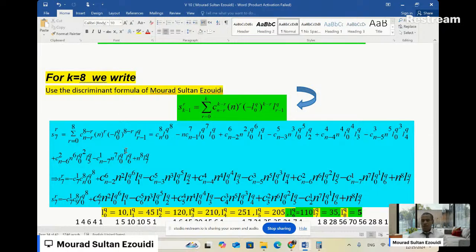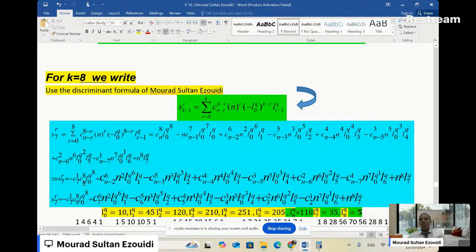So just now, I will write my general formula to find S7. It is equal to 1 minus 7 choose 1 times combination n choose 8 times q to the power 8 plus combination n minus 6 times n squared times q to the power 6, minus combination n minus 3 choose 5 times n cubed times q to the power 5, plus combination n minus 4 choose 4 times n raised to the power 4 times q to the power 4, minus combination n minus 5 choose 3 times n raised to the power 5 times q to the power 3, plus combination n minus 6 choose 2 times n raised to the power 6 times q squared, minus combination n minus 7 choose 1 times n raised to the power 7 times q, plus n raised to the power 8.